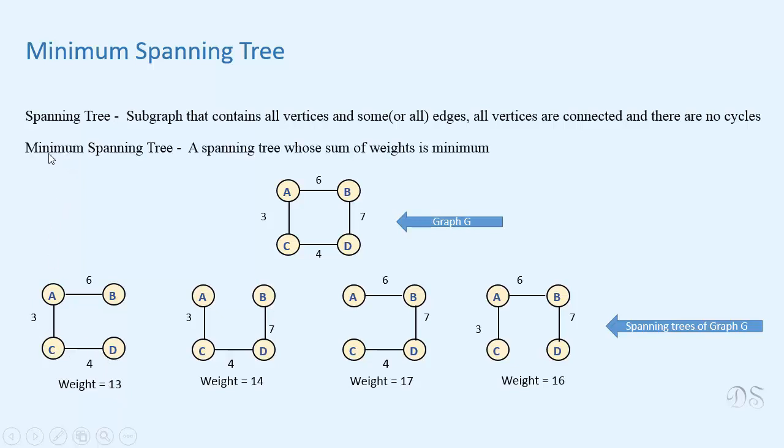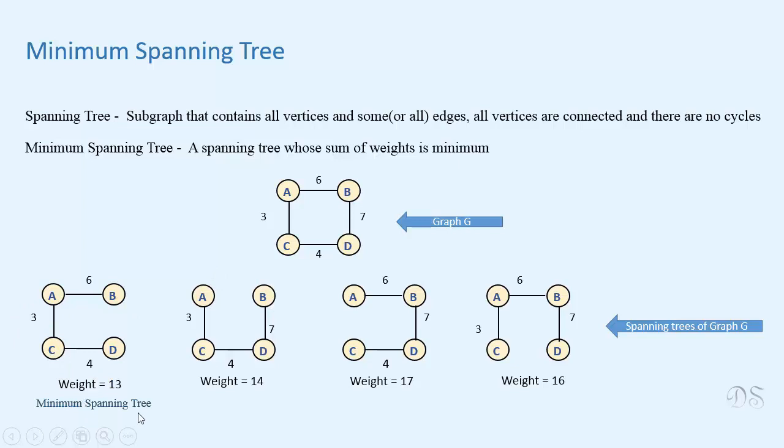Now, a minimum spanning tree of graph G is a spanning tree whose weight is minimum among all the spanning trees of G. For example, for this graph, this is the minimum spanning tree as its weight is minimum.